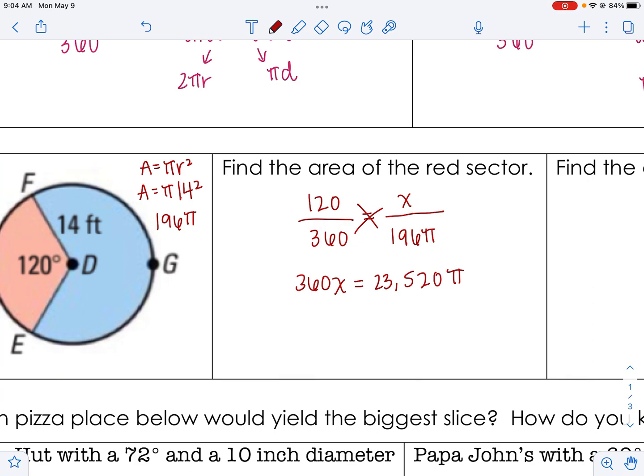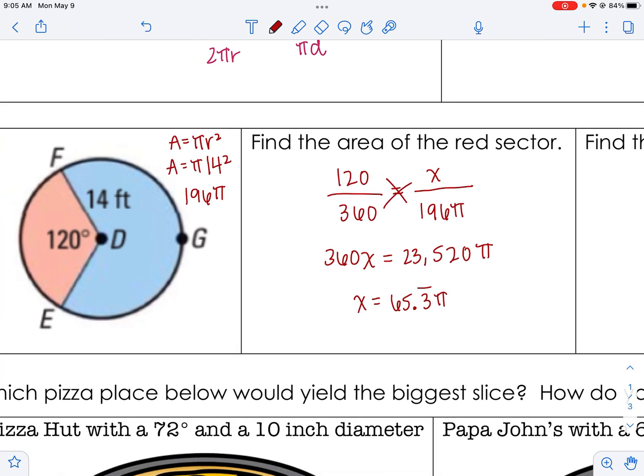Which would give you 65.3 repeating pi. My apologies, I'm using a phone calculator because my other one's broken. So that would just be 65.3 repeating pi whenever I cross multiply and divide, and then my units would be feet squared.